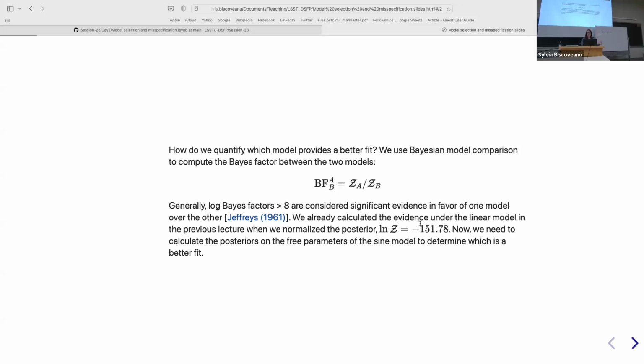So yesterday, when we analyzed the same exact data set with a linear model, we calculated a log evidence of minus 151.78. The exact number doesn't really matter until when we're actually going to go back and calculate the Bayes factor between the line model and the sine model.